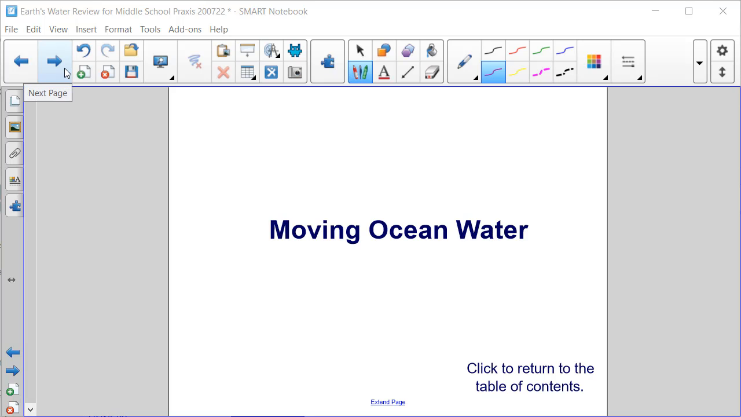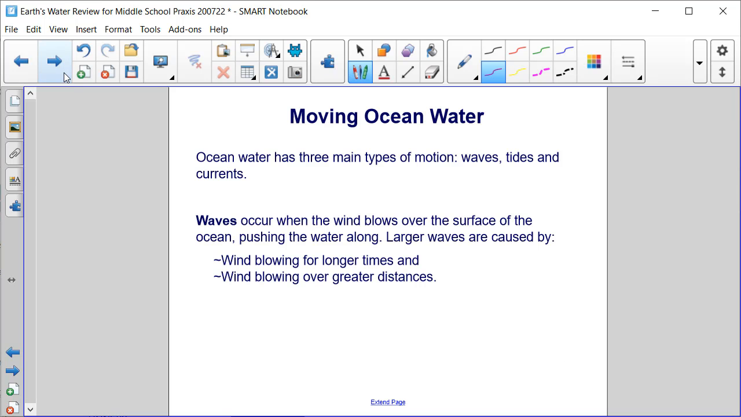Moving ocean water. Ocean water has three main types of motion: waves, tides, and currents. Waves occur when the wind blows over the surface of the ocean, pushing the water along. Larger waves are caused by wind blowing for longer times and wind blowing over greater distances.